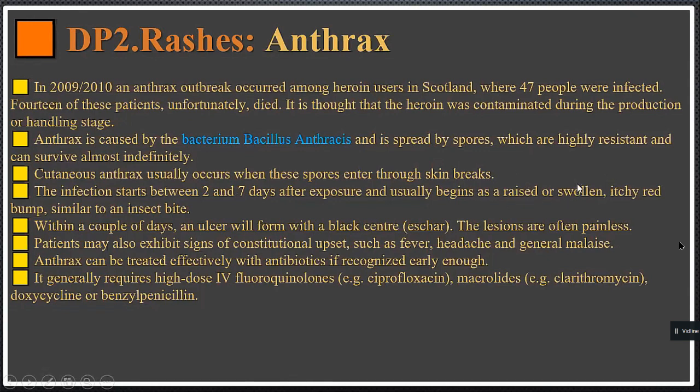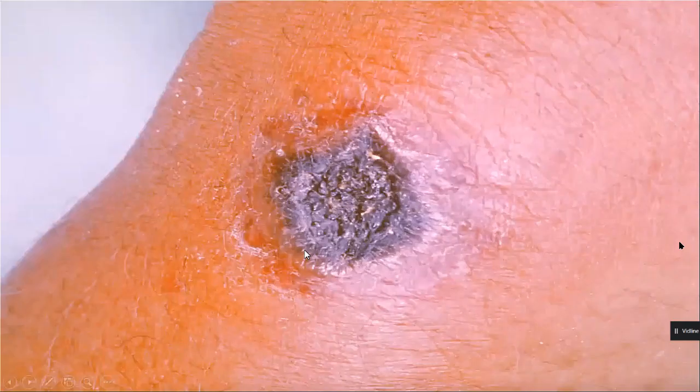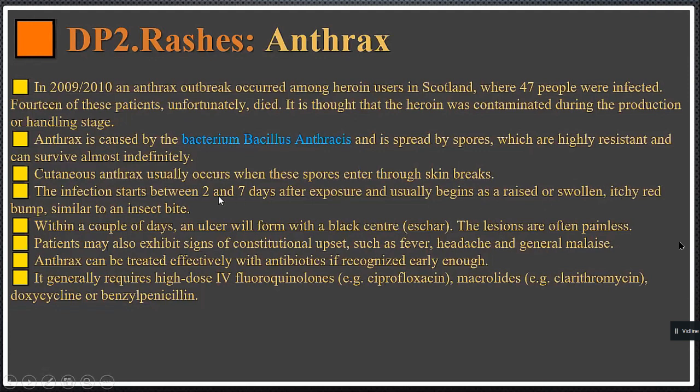It usually begins as a raised or swollen, itchy, red bump, similar to an insect bite. So they can give you the image or they can give you this information. Within a couple of days, an ulcer will form with a black center. So they can mention a black center or scar, and you can diagnose. The lesions are often painless. It can be in the scenario: they can mention it's painless, no pain.